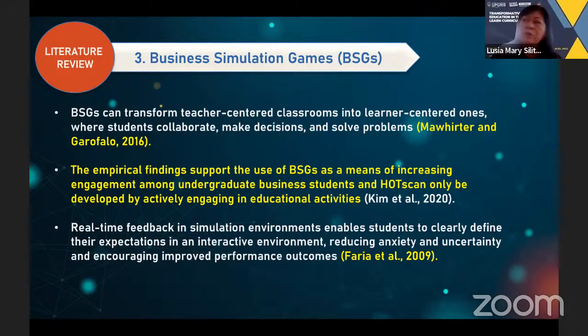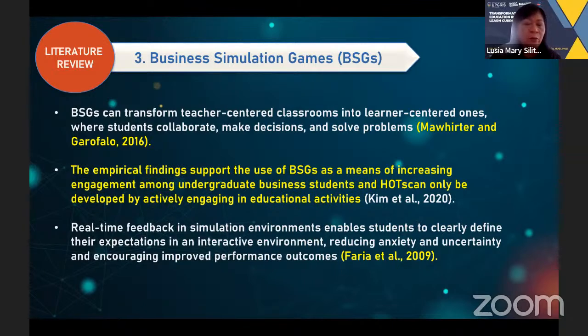Real-time feedback in simulation environments enables students to clearly define their progress. In a very good simulation game, they give feedback in the shape of gamification. We need to know more about gamification because mostly a very good game gives you feedback using leaderboards. The student gets the first rank. The student gets clapping hands. The student gets thumbs up. That's the source of motivation. That is the gamification. So that's the real-time feedback.